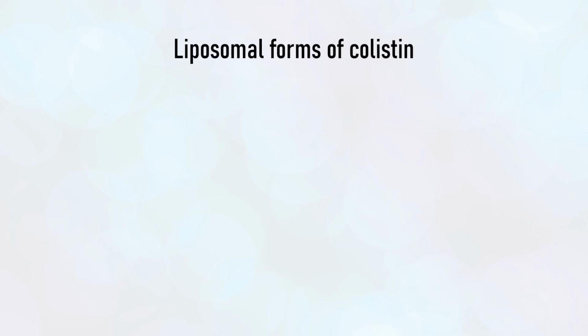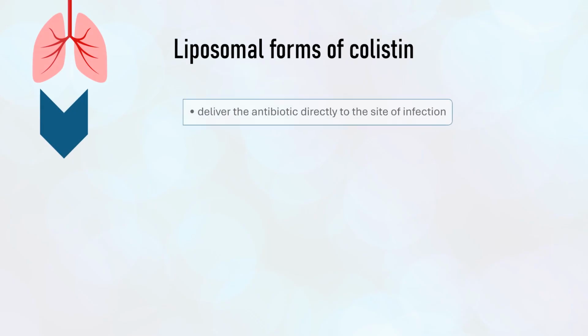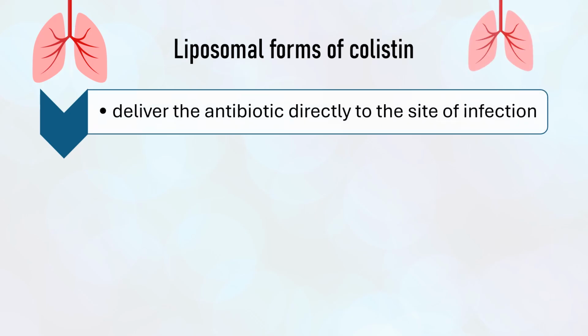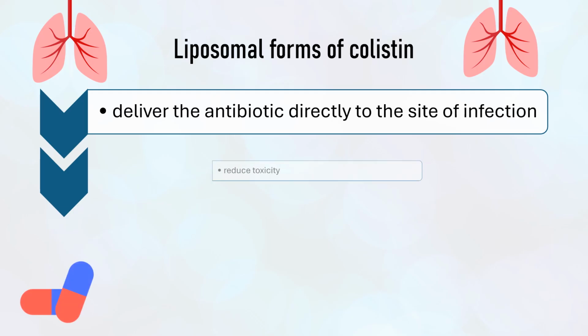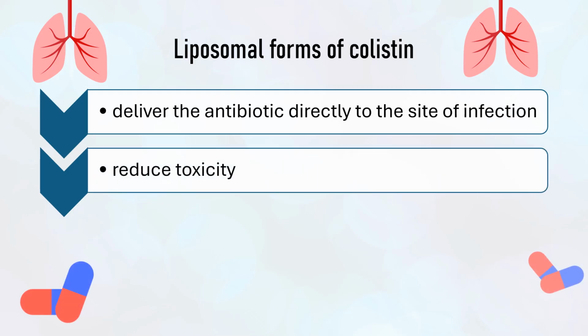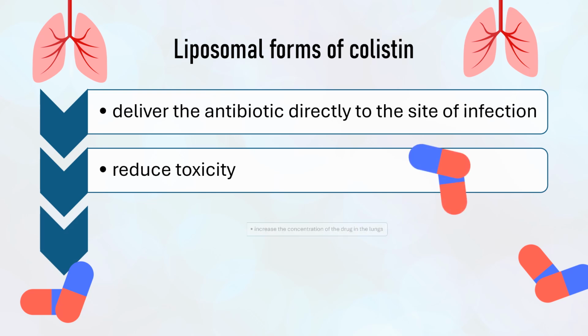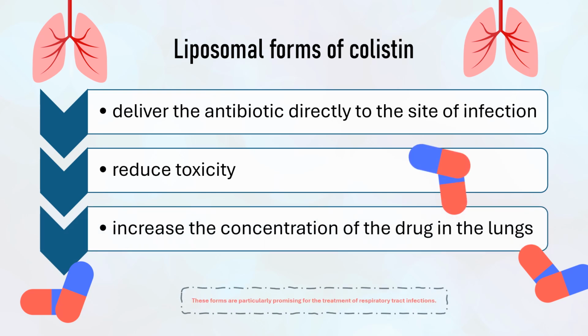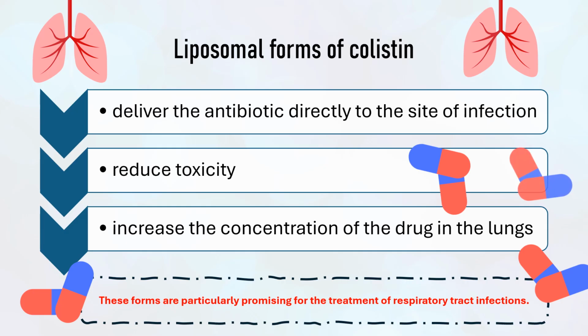Liposomal form of colistin. One area of research is the development of a liposomal formulation of colistin. Liposomes allow delivering the antibiotic directly to the site of infection, reducing toxicity, and increasing drug concentration in the lungs. This formulation is particularly promising for the treatment of respiratory tract infections.